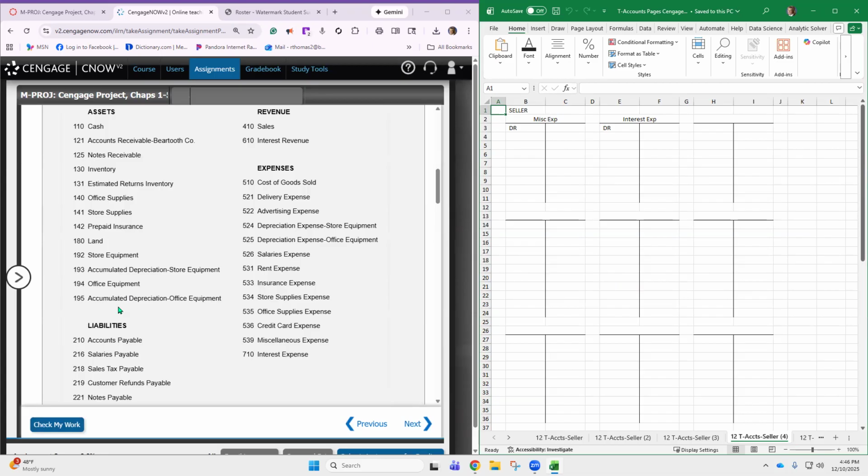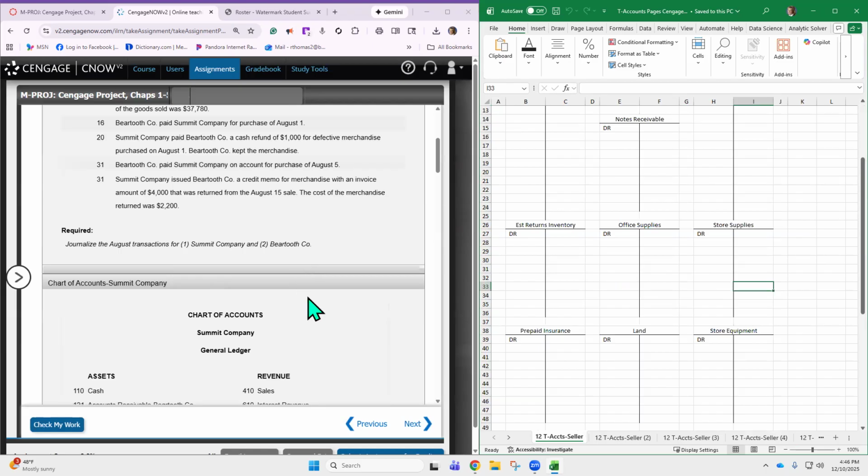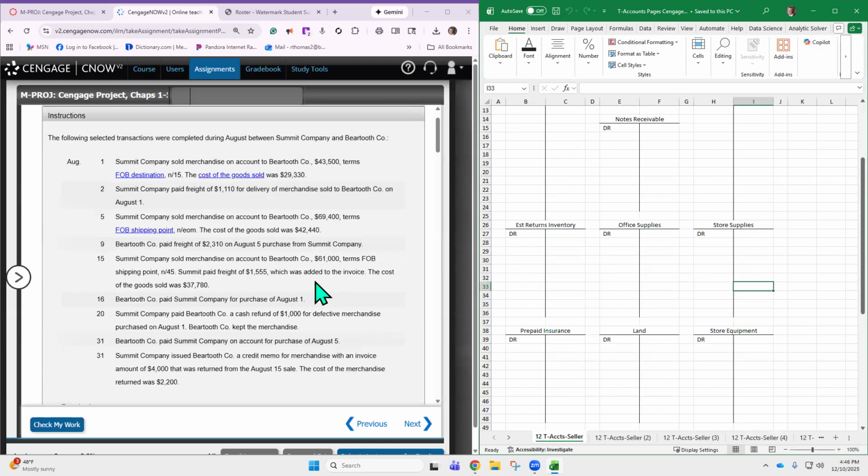So it just depends on what the transaction is as to which set of T accounts we're gonna start with, okay? So let's see if we can't get started here. All right, so we're in the month of August, okay? These are certain transactions in the month of August between the Summit Company and the Beartooth Company. Once again, Summit represents a seller. I thought that was pretty clever to put an S to represent a seller, and then Beartooth represents a buyer with a B, okay? Buyer with a B.